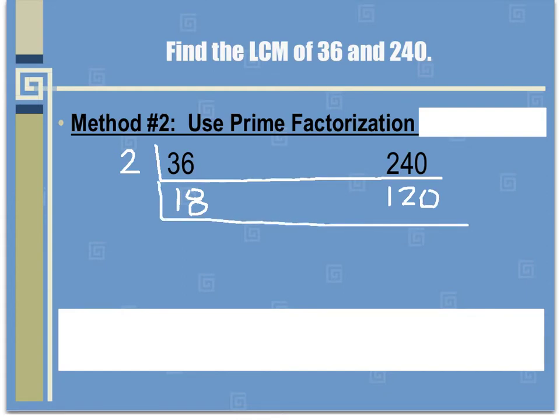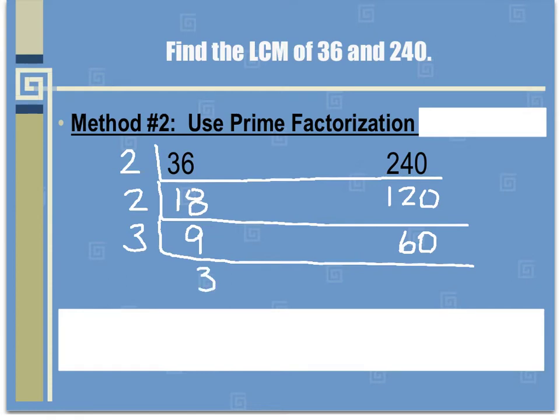Now I'm going to look at the number 18 and 120. They're even, so I'm going to use 2 again. 18 divided by 2 is 9. 120 divided by 2 is 60. Looking at both 9 and 60, I know that 3 can be a factor. 9 divided by 3 is 3. And 60 divided by 3 is 20.